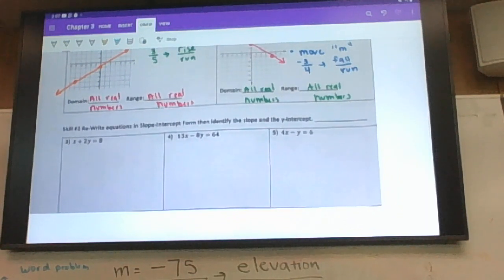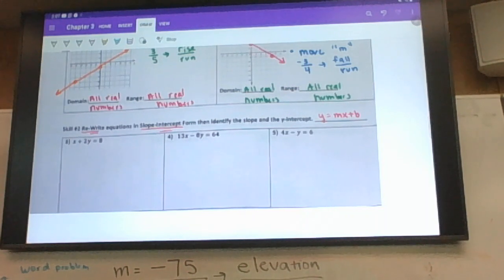No. That would be the most appropriate way to do this, to plug in zeros, because that's standard form. But your Algebra 1 curriculum says that you need to be able to rearrange this. So your second skill is to rewrite it in slope intercept form. So we need to write it in y equals mx plus b.